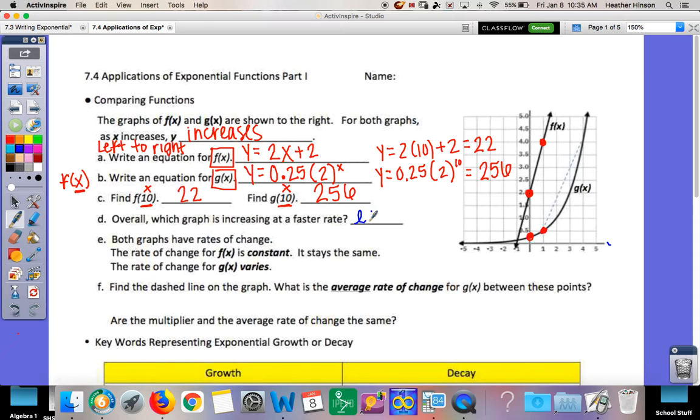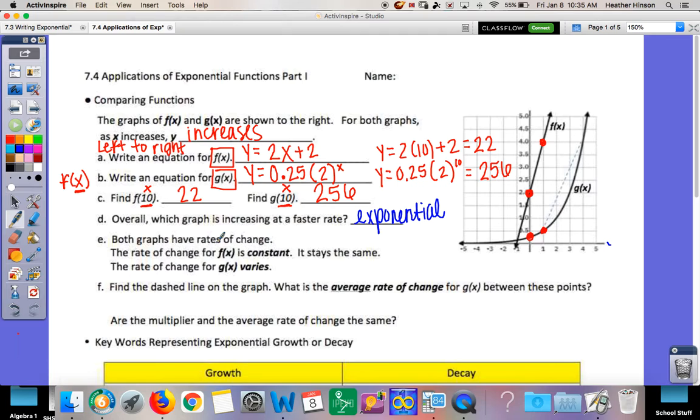So exponential is always going to go faster than any other graph out there. It starts slow, but by the end, it's always going to be the fastest graph that we have. It's faster than anything else. So exponential is faster.